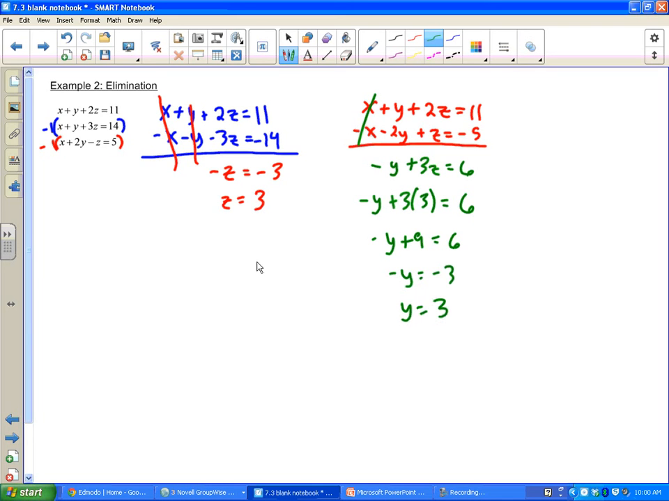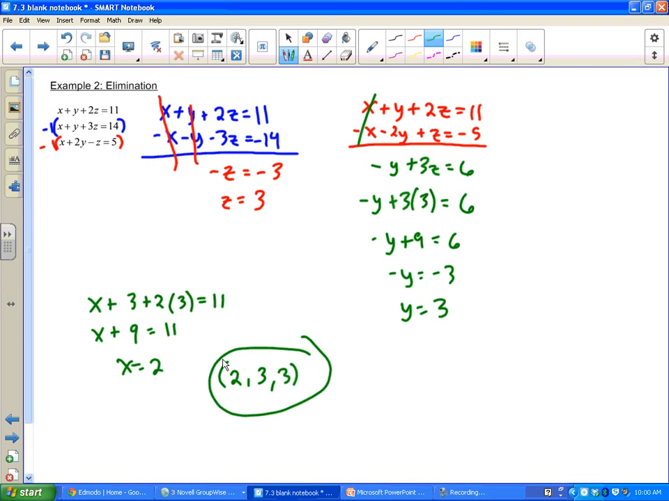So that y equals 3. And then I take z and y and plug it into one of my first three equations. So the first one looks pretty good to me. x plus 3 plus 2 times 3 equals 11. So x plus 3 plus 6 is 9. So x equals 2. So my point is 2, 3, 3.